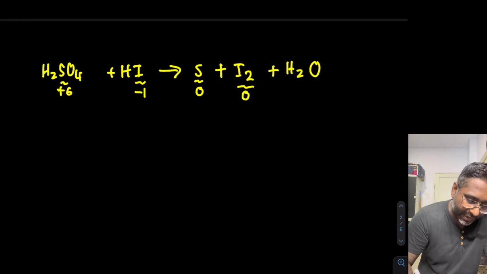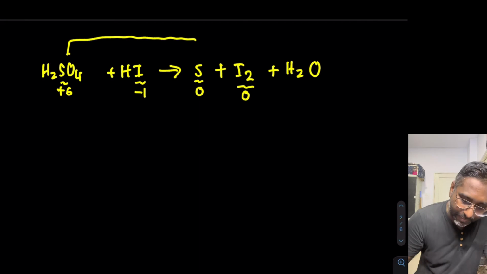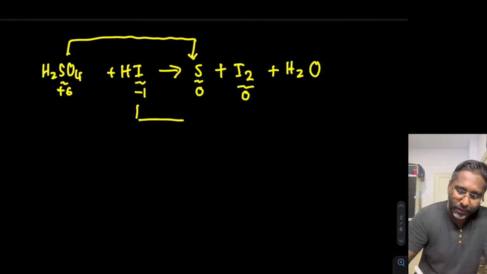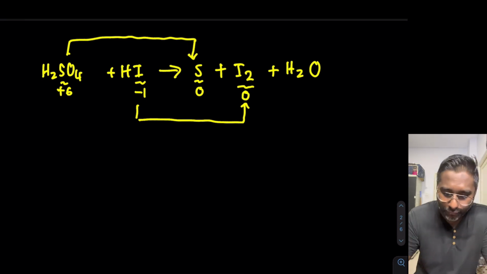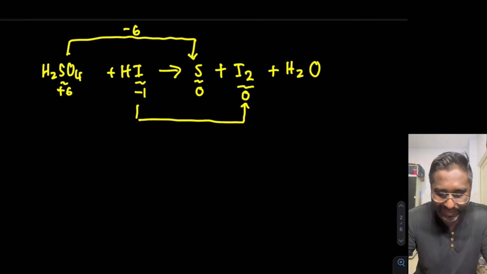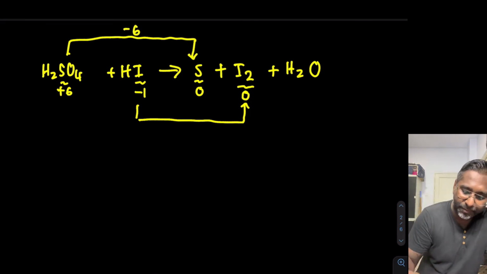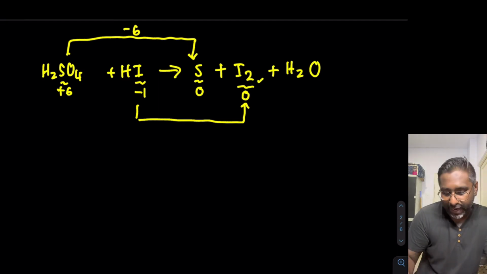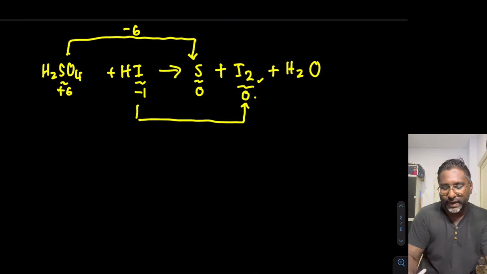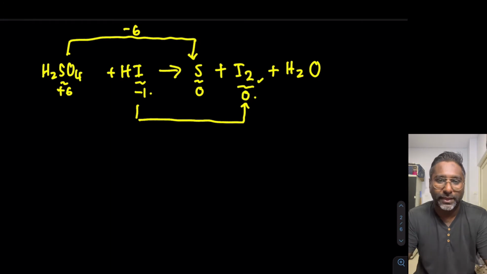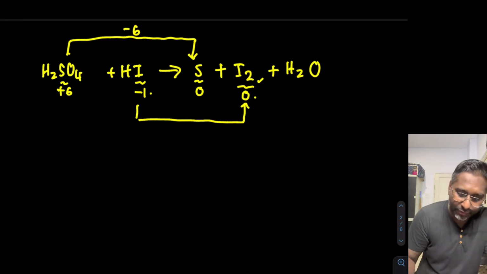This one is quite easy. H is +1, so this I is -1, and this is an element, so the oxidation number is going to be 0. From here, I'm just going to draw from here to here. Now, for sulfur, there is no issue because it is 1 atom and 1 atom, so +6 to 0 is -6. But for iodine, please take note, on the right there are 2 atoms. So we are going to consider everything left and right to have 2 atoms. In this case, this is 0, no problem.